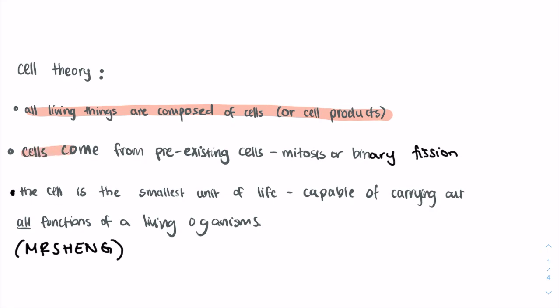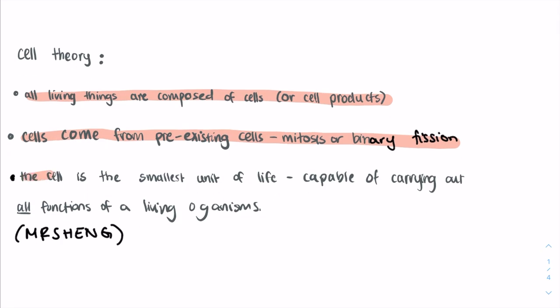Secondly, all cells come from pre-existing cells, either through mitosis or binary fission. That is, cells do not show spontaneous generation. And you may remember, I think in 1.5, we talked about how the theory of spontaneous generation was falsified, meaning it was disproven by scientist Louis Pasteur.